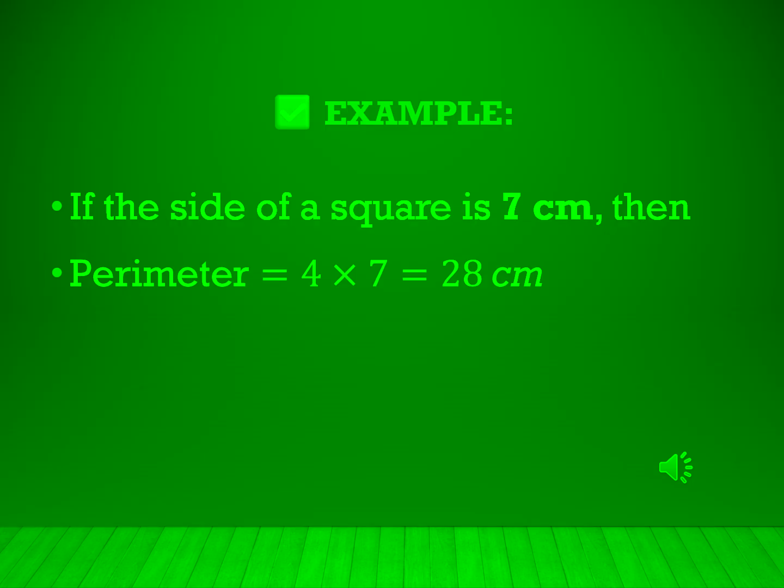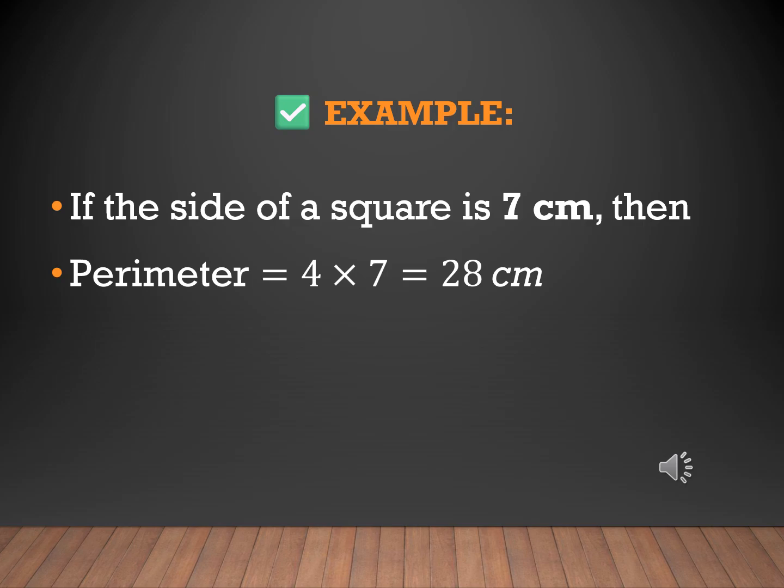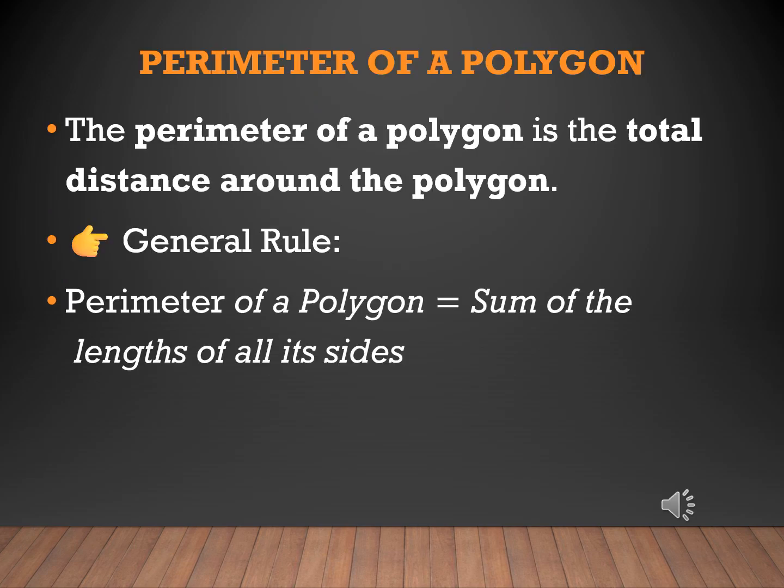Here is an example to calculate the perimeter of a square. If the side of a square is 7 cm, then the perimeter is equal to 4 × side, that is 4 × 7 cm, and the result is 28 cm. So here the perimeter of the square with side 7 cm is 28 cm. Perimeter of a polygon. The perimeter of a polygon is the total distance around the polygon. So what is the general rule? The general rule is the perimeter of a polygon is the sum of all the lengths of its sides.